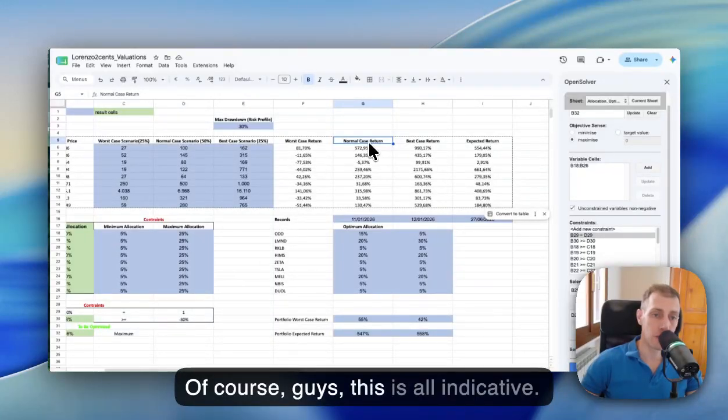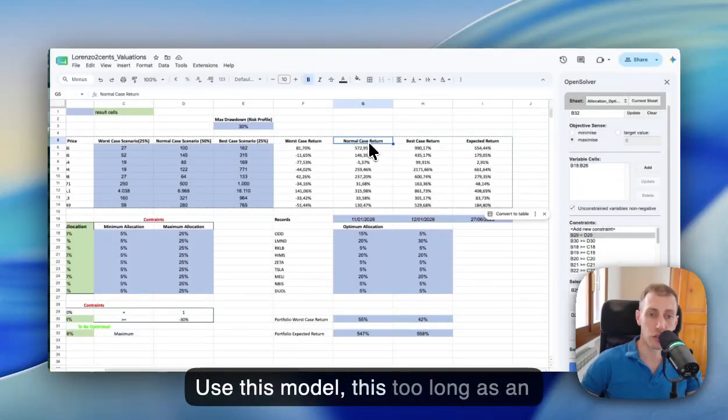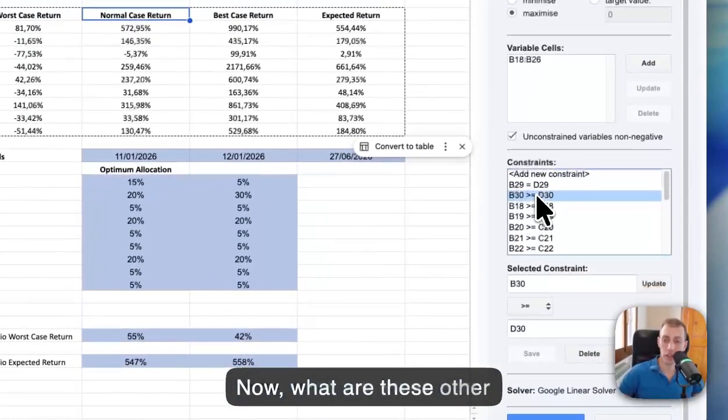Of course, guys, this is all indicative, no financial advice. Use this model, this tool, only as an input. Okay, let's move forward. Now, what are these other constraints?